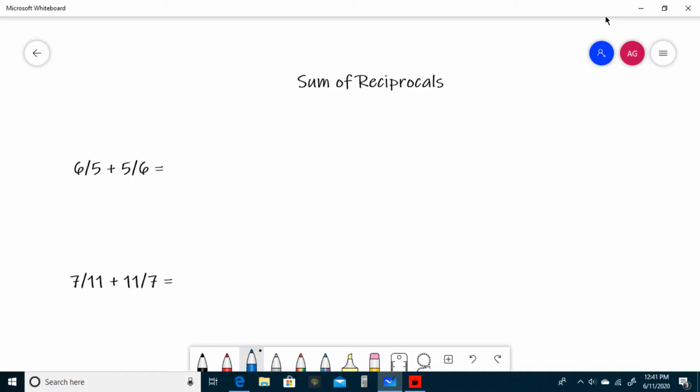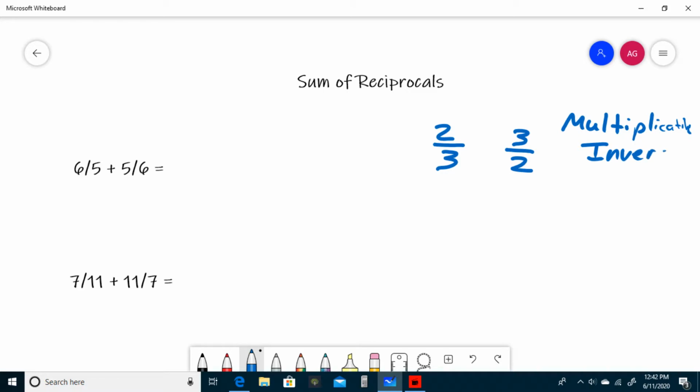For those of you that don't know, a reciprocal is just what happens when you take a fraction and you flip it over. So let's take 2/3. The reciprocal of 2/3 is just going to be 3/2. The reciprocal is also the same thing as the multiplicative inverse. That and reciprocal mean exactly the same thing.